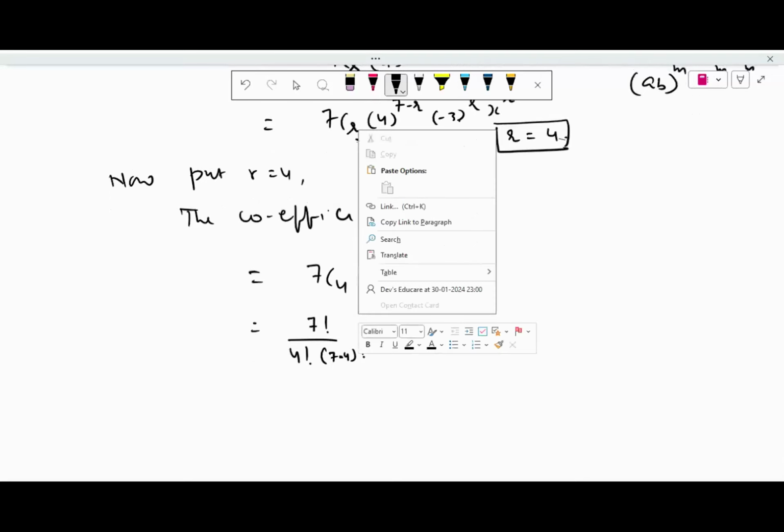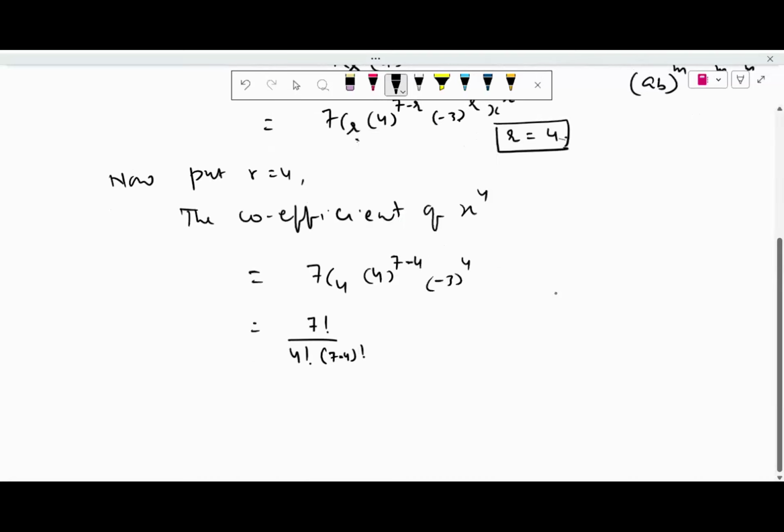Now tell me, did you understand or should I explain once again? I understood till here. And now the expansion of 7C4. We know nCr. What is nCr? Can you tell me? It is factorial n divided by r factorial and n minus r factorial.